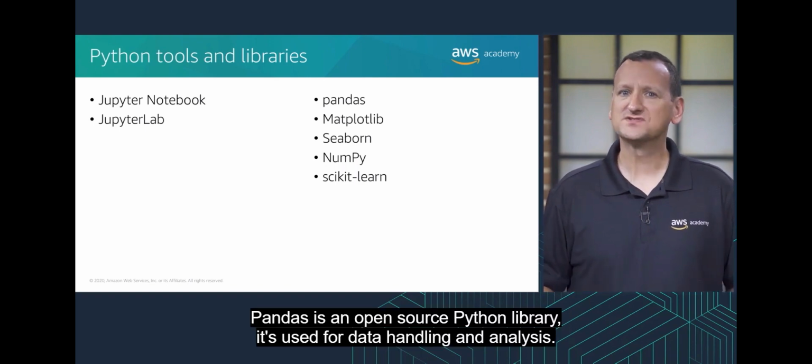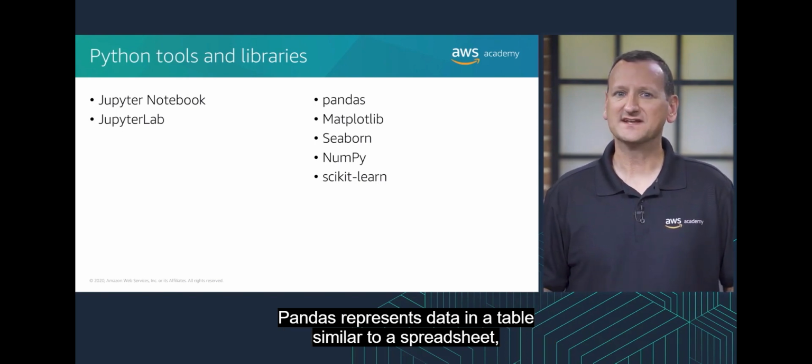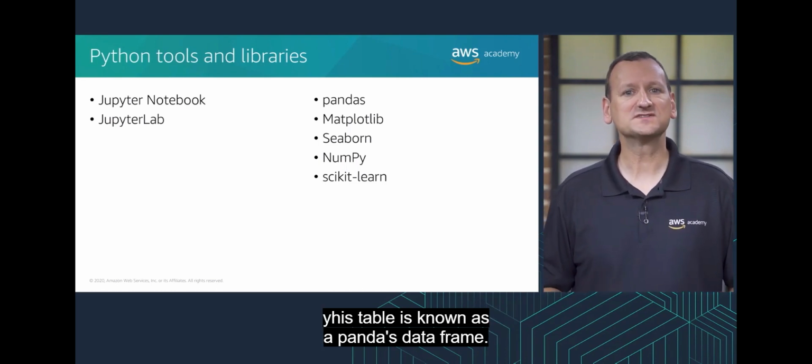Pandas is an open source Python library. It's used for data handling and analysis. Pandas represents data in a table similar to a spreadsheet. This table is known as a Pandas data frame.